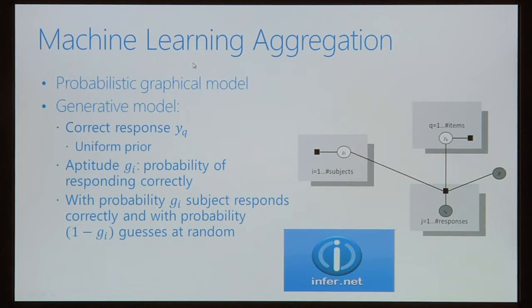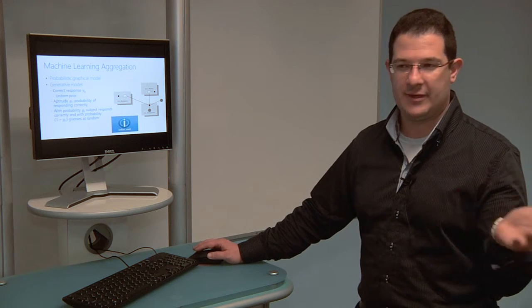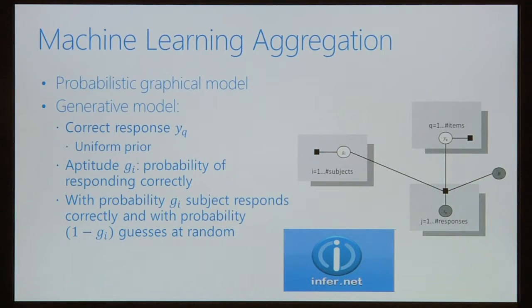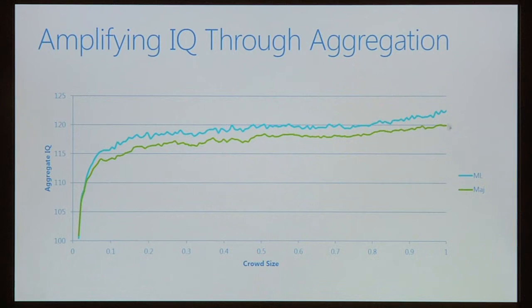We used Infer.NET, which is our Microsoft infrastructure for graphical models, a machine learning infrastructure that allows answering various questions, including this one. In our model, we essentially assume that there is only one correct response to each question, but people differ in their ability to answer the question. Using the infrastructure, we try to estimate both the abilities of the various individuals and the correct answers to the questions at the same time. So the result we get is a nice increase in the crowd IQ by using this machine learning infrastructure.